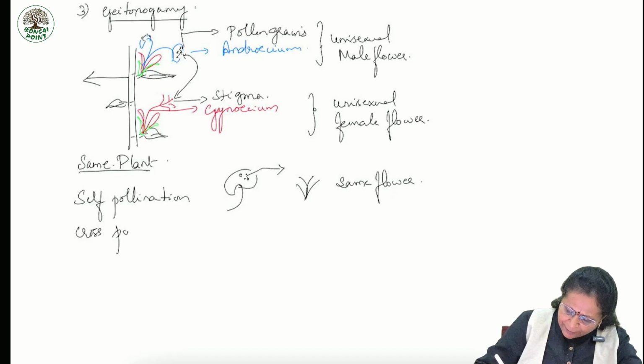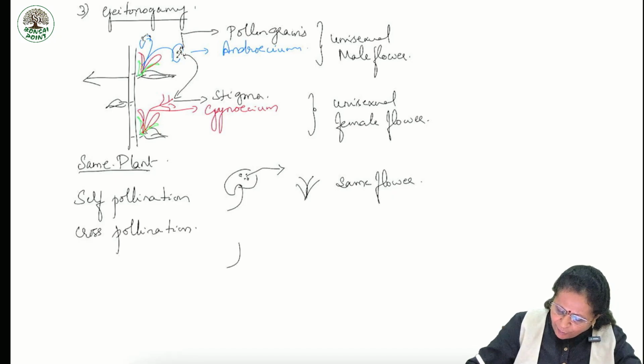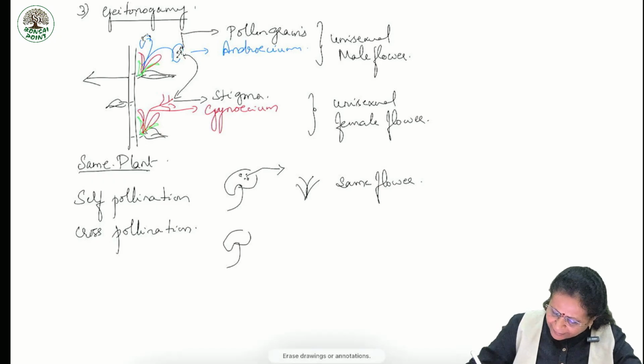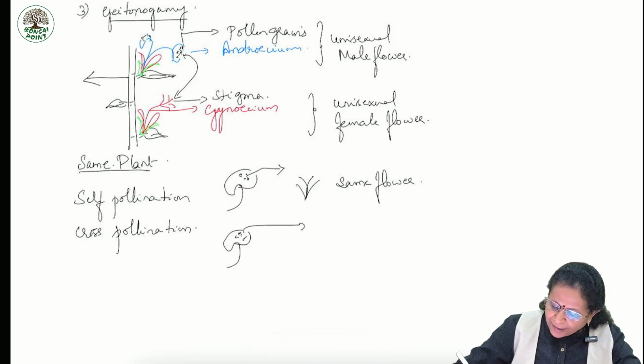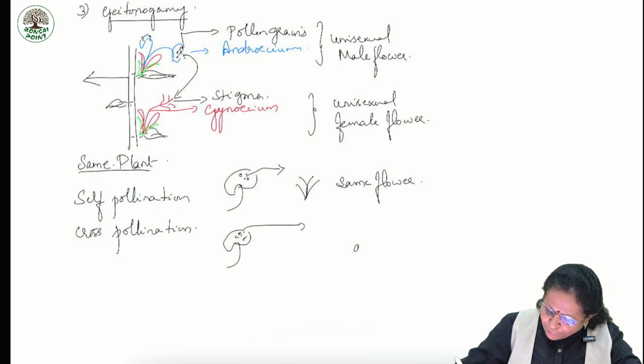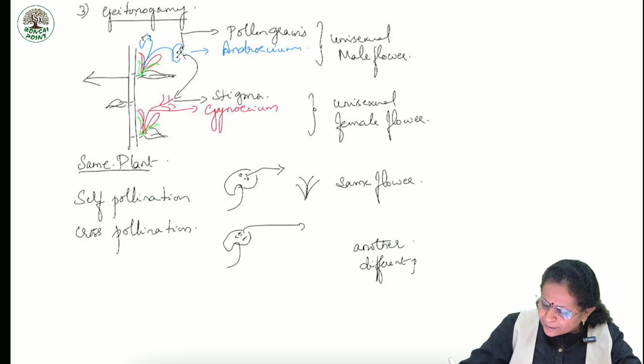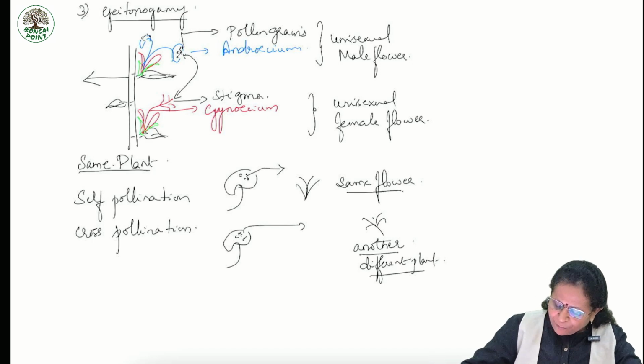When I say cross-pollination, it means transfer of pollen grains from anther onto the stigma of another flower on a different plant, okay. Thereby, here we say it is cross-pollination. This is another flower, this is the same flower.